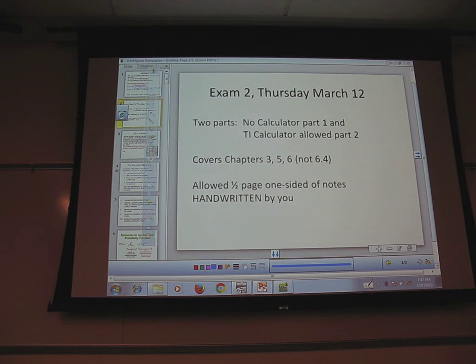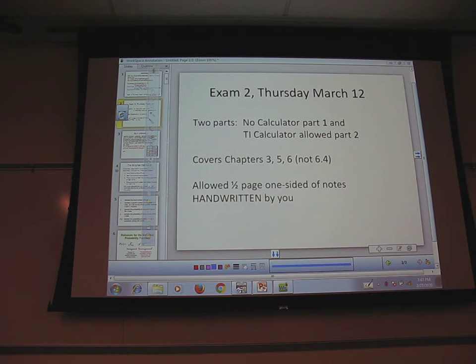And then you'll turn that in, get the second part, and then you can use your calculator for that part, the TI-84 or 83 calculator. It covers chapters 3, 5, and 6, but not 6.4.